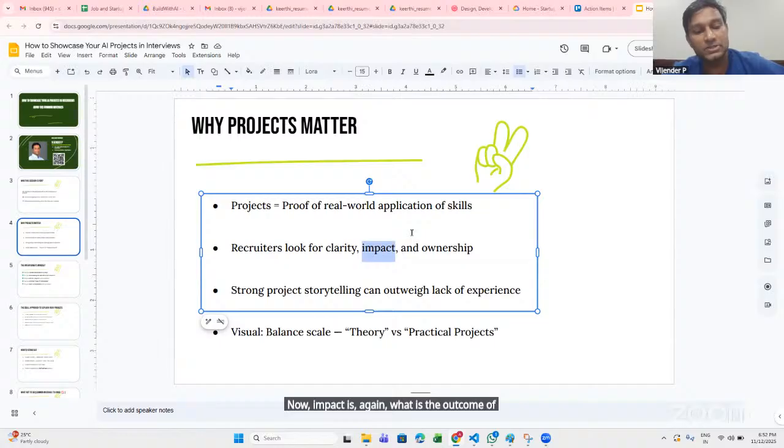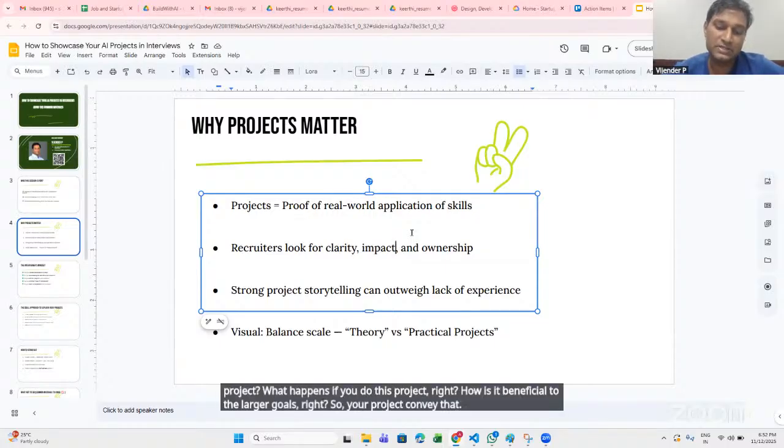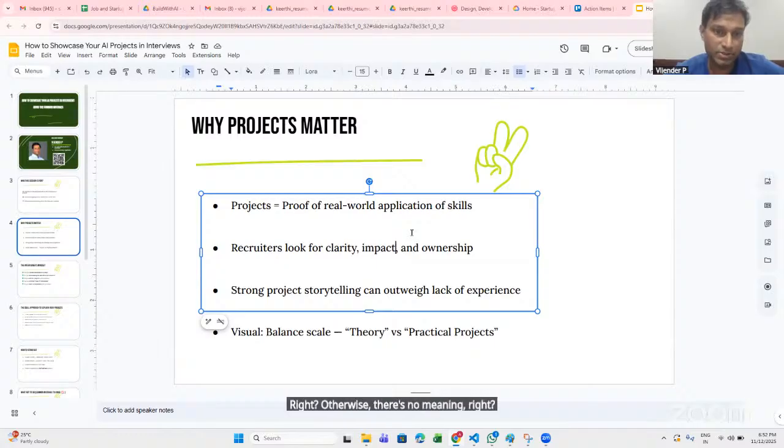Why should you do this project? What happens if you do this project? How is it beneficial to the larger goals? So your project should convey that. Otherwise, there's no meaning. Why are you doing this project?